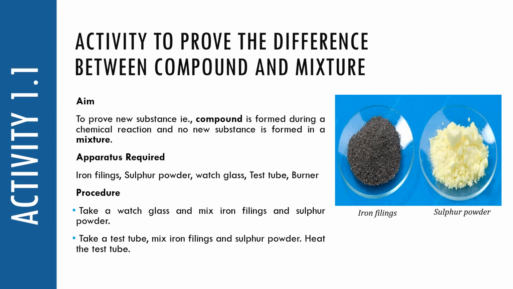Here is an activity to prove the difference between compound and mixture. Aim: to prove a new substance, that is a compound, is formed during a chemical reaction and no new substance is formed in a mixture. Apparatus required are iron filings, sulphur powder, watch glass, test tube and burner. Procedure: take a watch glass and mix iron filings and sulphur powder. Take a test tube, mix iron filings and sulphur powder, and heat the test tube.